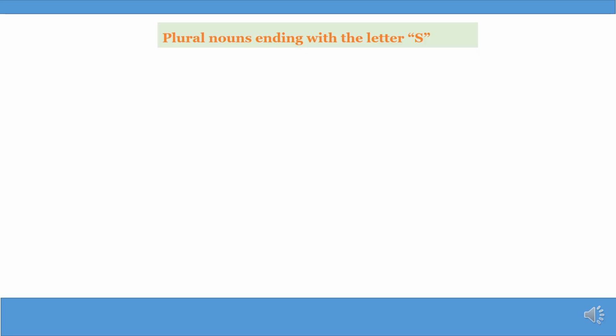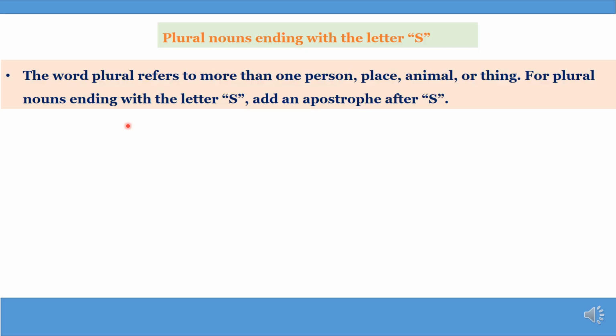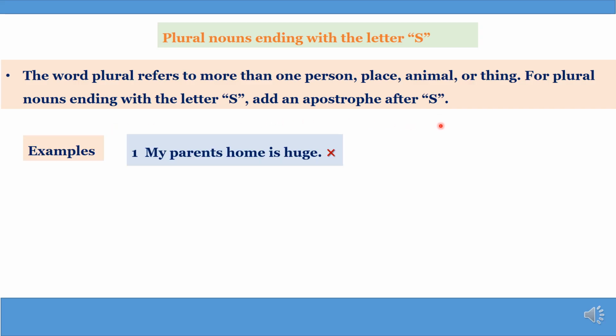Next, plural nouns ending with letter S. The word plural refers to more than one person, place, animal, or thing. For plural nouns ending with the letter S, we need to add an apostrophe after S.